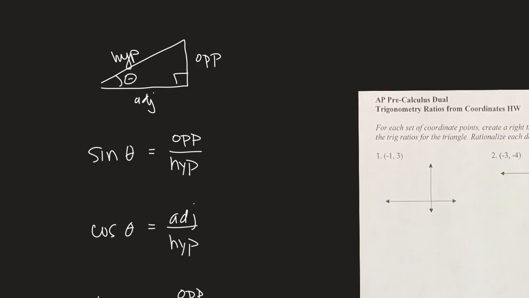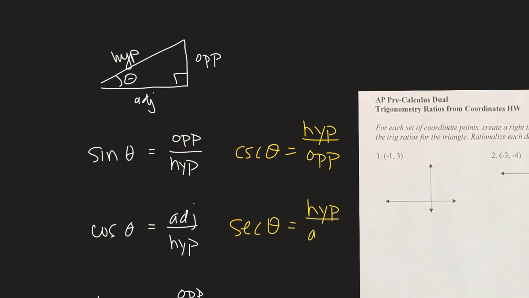Now the 3 new ones that we've learned recently are the reciprocals. Cosecant is the reciprocal of sine, so that means it's the hypotenuse over the opposite side. That is the 2 sides that it compares. The secant is the reciprocal of the cosine, which means it is the hypotenuse over the adjacent side. That is its ratio. And the cotangent is the reciprocal of the tan, which is a comparison of the adjacent side to the opposite side. Those are our 6 trig ratios that we need to write for every one of these problems.